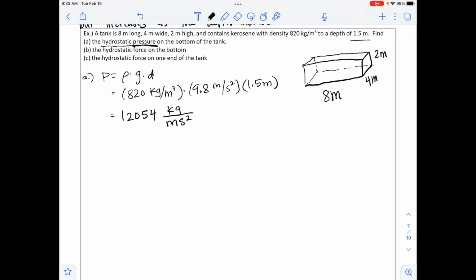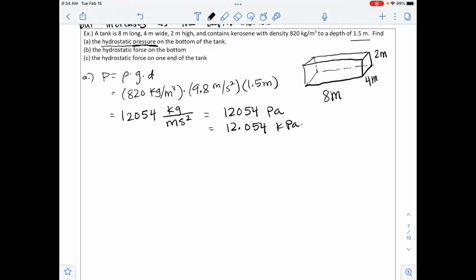And from up above, this is by definition what a Pascal is. So this is also the same thing as 12,054 pascals. Or if you wanted to write it in kilopascals, you can. So this would also be equivalent to 12.054 kilopascals. Either of these answers is okay to have.